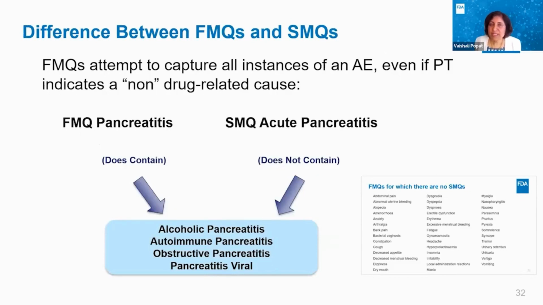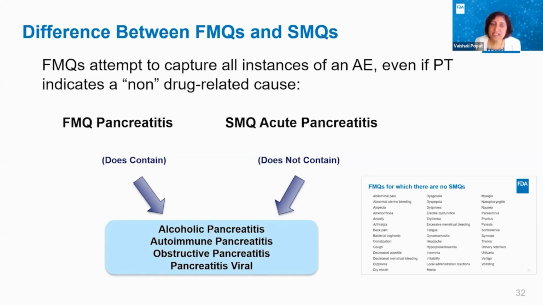So then there could be a natural question, because we do have SMQs, what is the difference between the FMQs and SMQs? FMQs are designed with pre-market safety evaluation in mind. SMQs are of broader use. They're also used in the post-market setting. For example, FMQ pancreatitis includes alcoholic pancreatitis, autoimmune pancreatitis, obstructive pancreatitis, and viral pancreatitis.